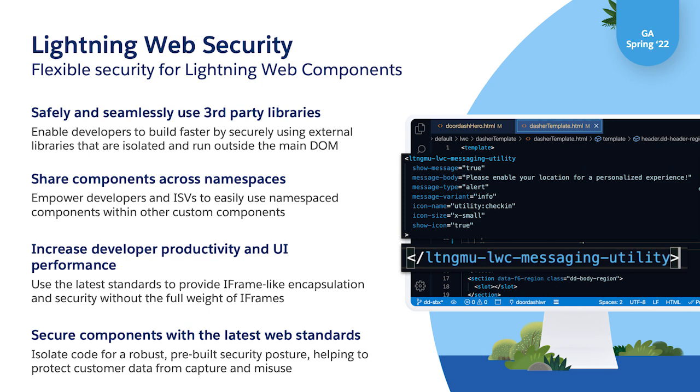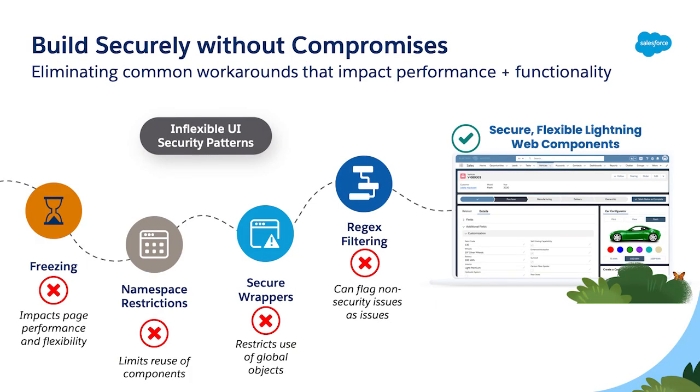LWS provides the same security features as Lightning Locker, but with a more flexible architecture. This makes it possible to implement many use cases that were not supported with Lightning Locker and that are supported now with LWS. Lightning Locker architecture enforces security relying on non-ideal solutions like freezing, namespace restrictions, secure wrappers which don't evolve with web platform standards, and regular expression filtering.